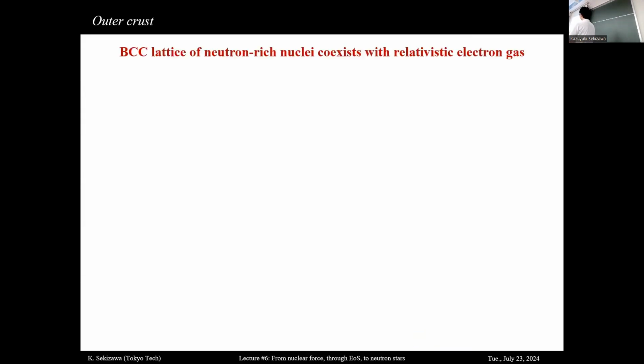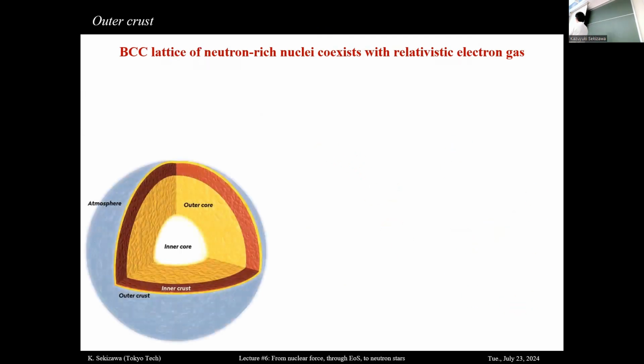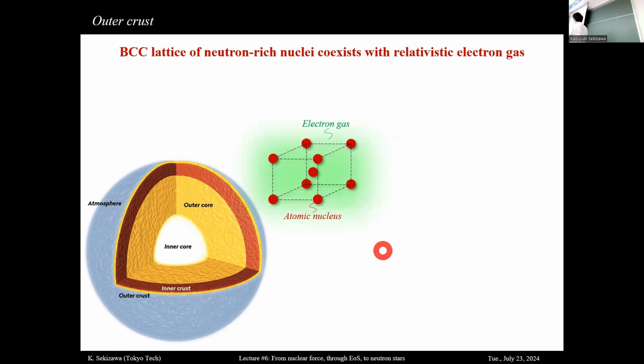So first of all, I'd like to show what nuclei are emerging in the outer crust region. Again, this is the cross section of a neutron star, and this is just an image which I explained. We have a lattice of nuclei, which is believed to have a BCC, body-centered cubic structure, and around these nuclei we have a relativistic electron gas, making the system electrically neutral.